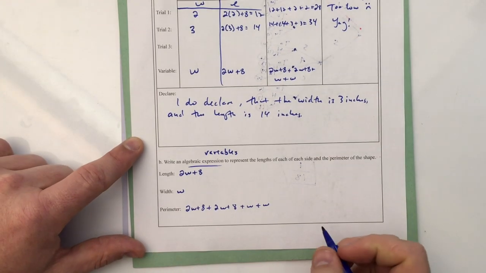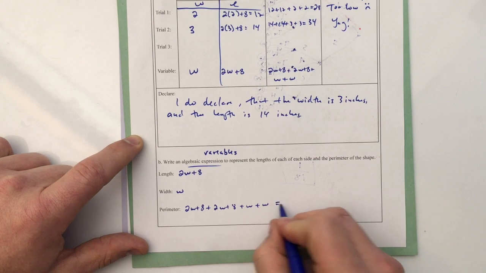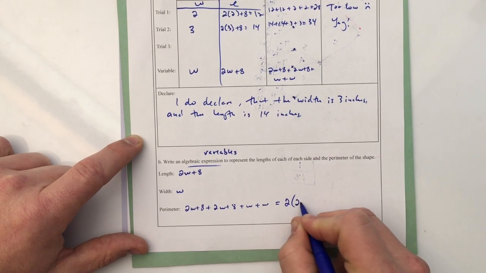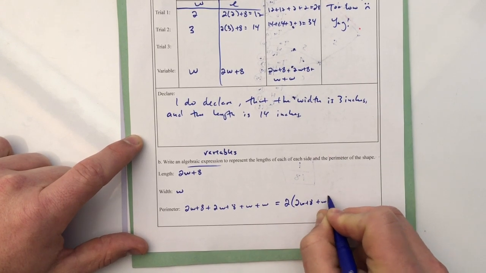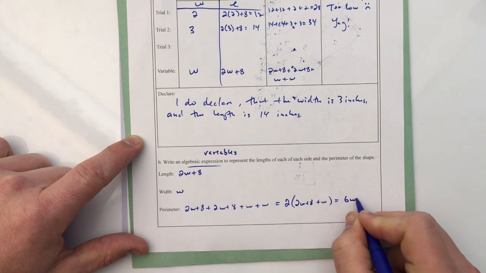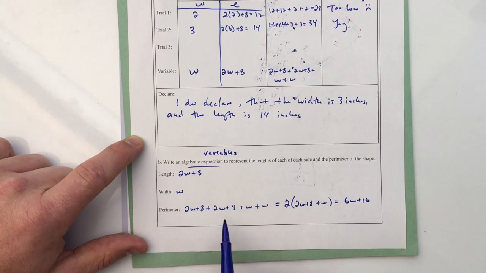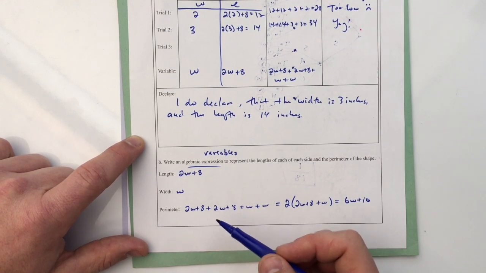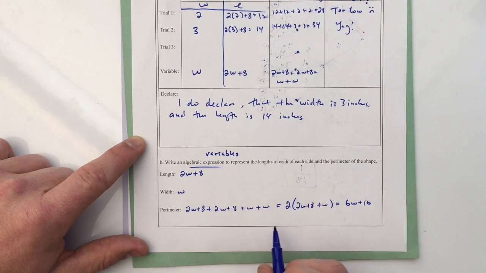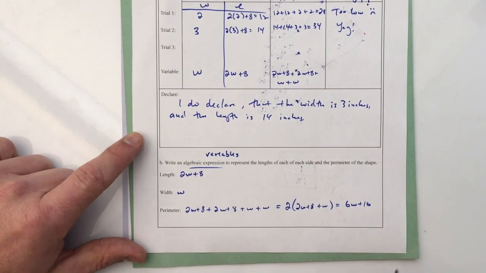There's a couple other ways to write this. Right? We could have done 2 times 2W plus 8 plus W, or 6W plus 16. Any one of these would have been good. Notice I wrote with variables and I only have one variable. Right? This becomes an equation that I can later solve.